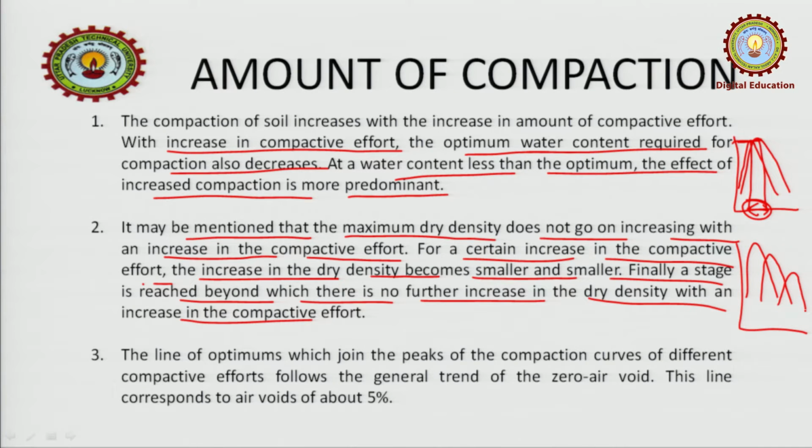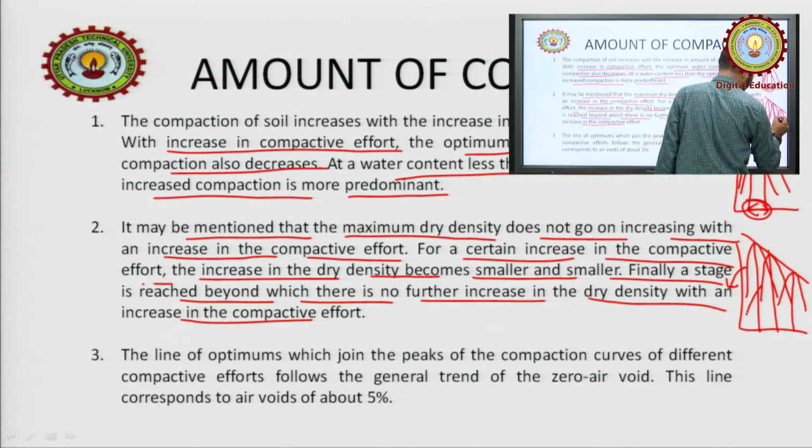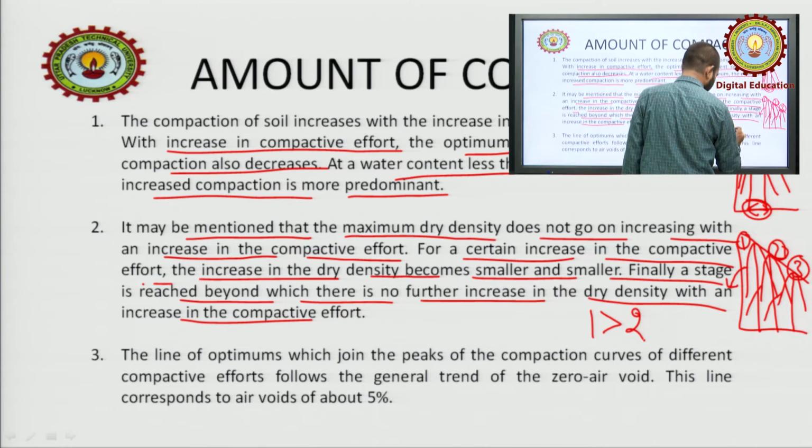Okay. It will look like this. You can see it is decreasing, OMC is increasing. From this diagram you must understand that the first graph is for the highest compactive effort, then the second graph, then the third one. If I number them 1, 2, 3, then according to compactive effort this is the highest, then this, then this.